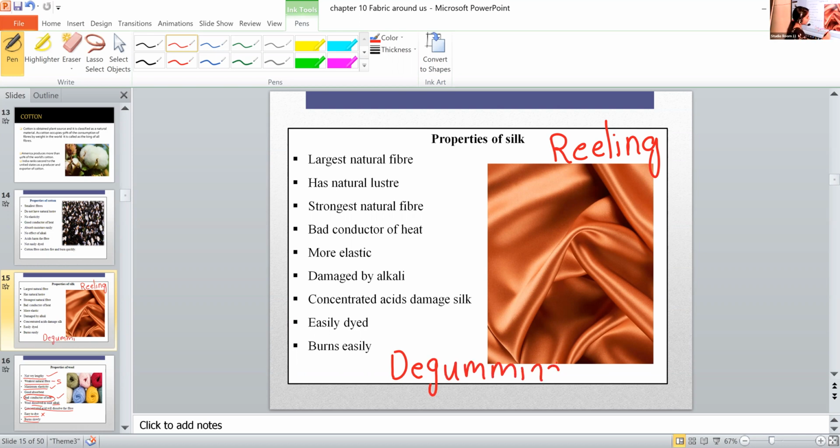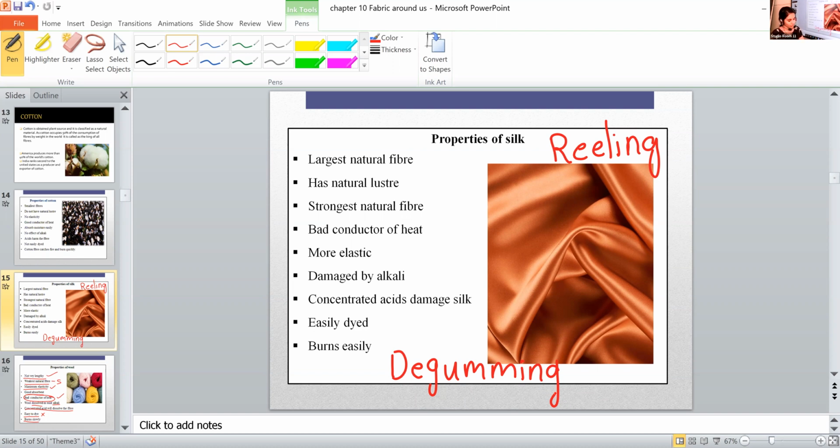Degumming means once again it's heated to remove the sericin. After the degumming, it's ready for weaving. I will explain once again.